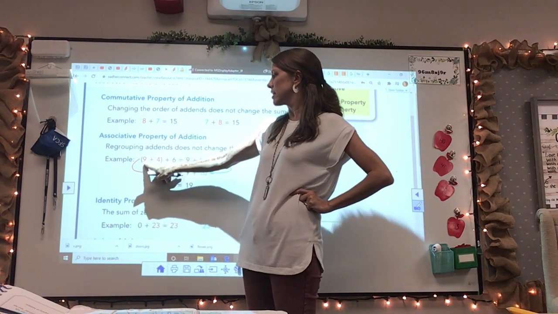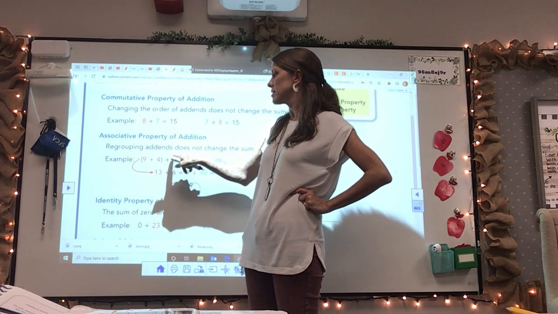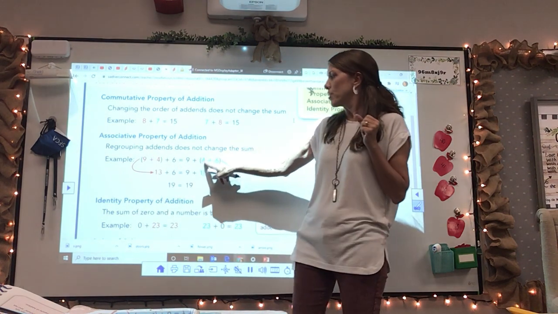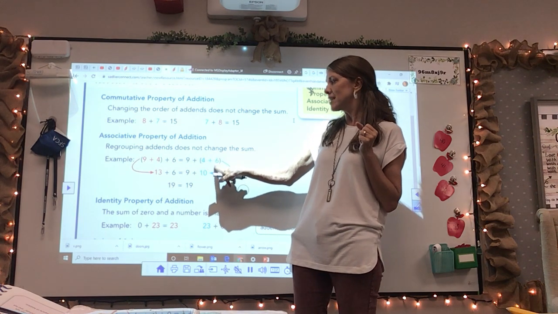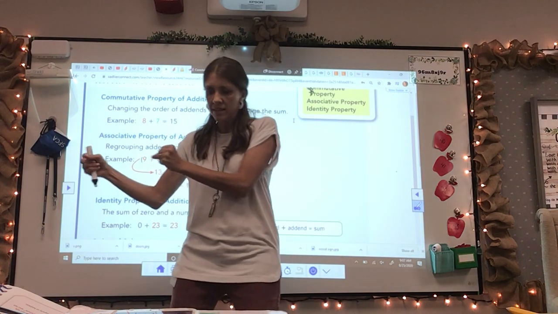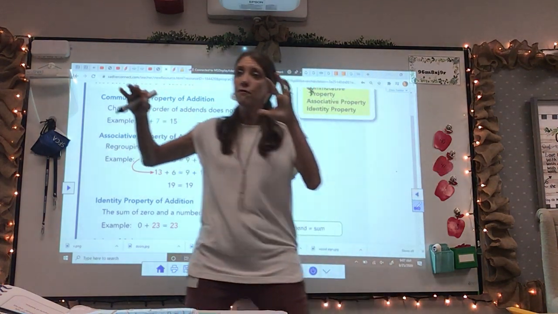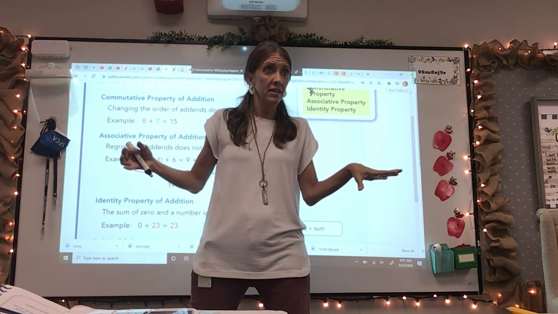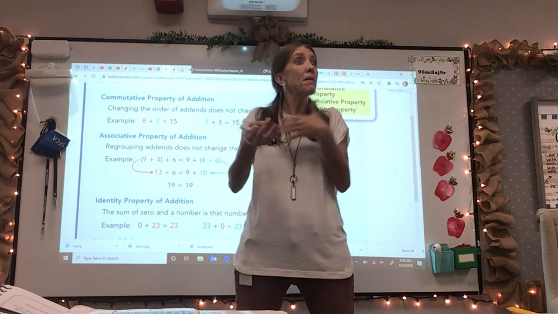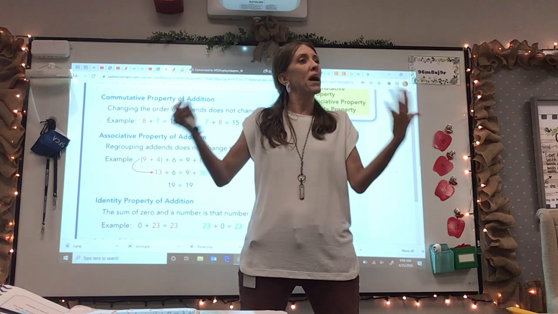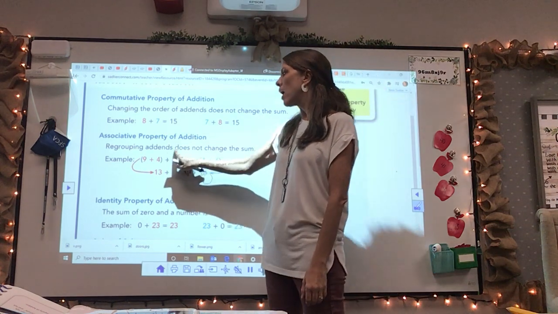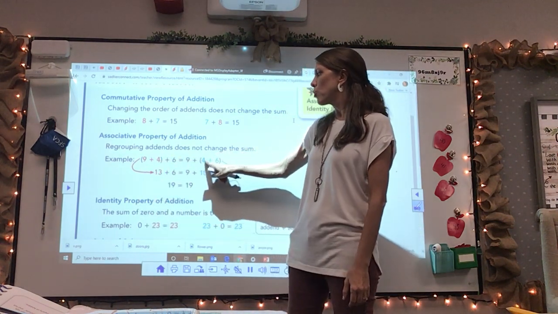So look at what they had. Here's the example: 9 plus 4 plus 6. First they did 9 plus 4 grouped together and added the 6. But over here, they did 6 plus 4 together. Do you still get the same thing? If I have 9 things and 4 things and 6 things, and first I add the 9 and the 4, and then I add the 6, do I get the same thing as if I added the 4 and the 6 together and then the 9? Yes. It doesn't matter what order or how you group them, because all that matters is you're adding them all together.